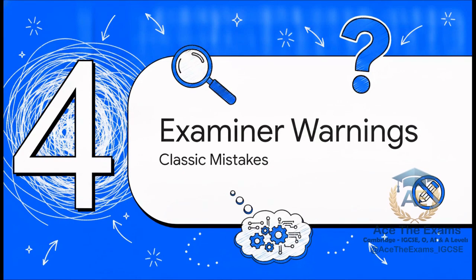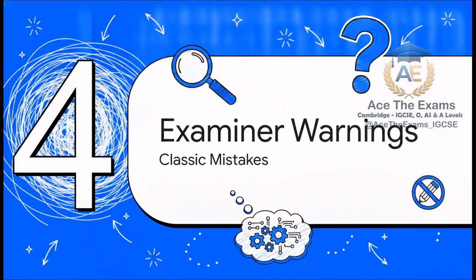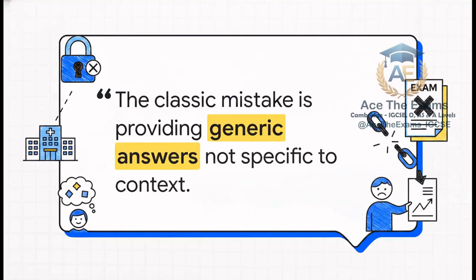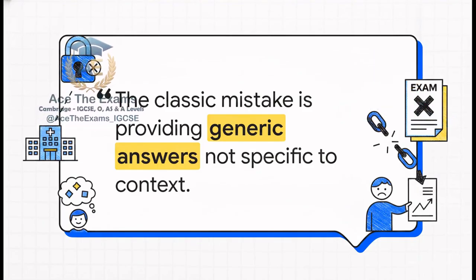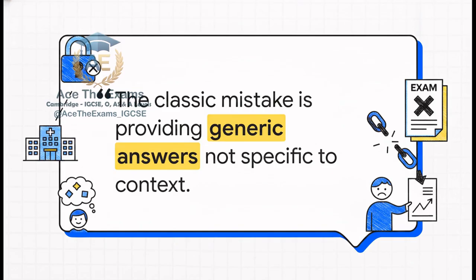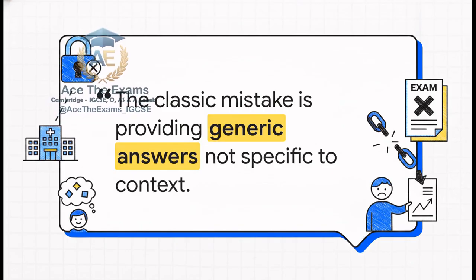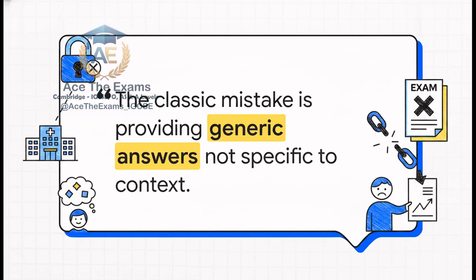That brings us to Section 4. Let's look at some top examiner warnings and the classic mistakes you need to avoid. Look, even with a perfect methodology, things can sometimes go sideways under exam pressure. This is a direct warning pulled right from the principal examiner reports. The classic mistake is providing generic answers not specific to the question context.